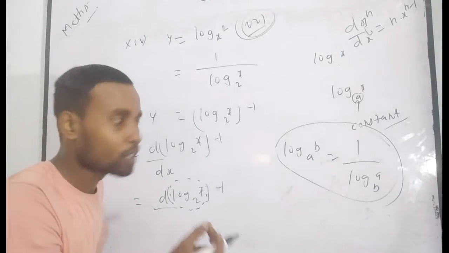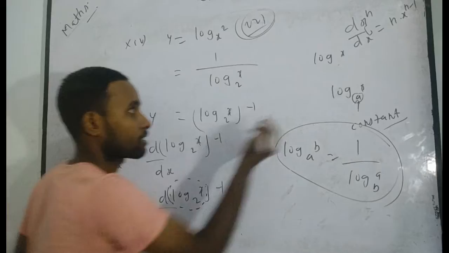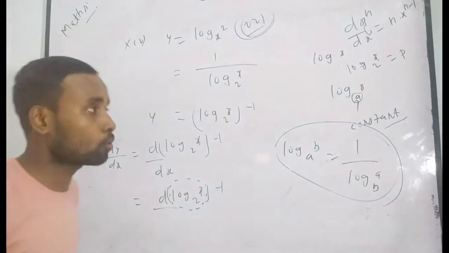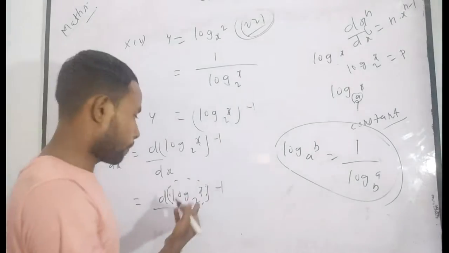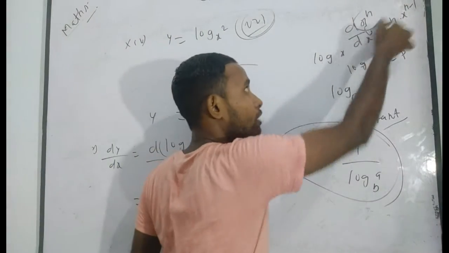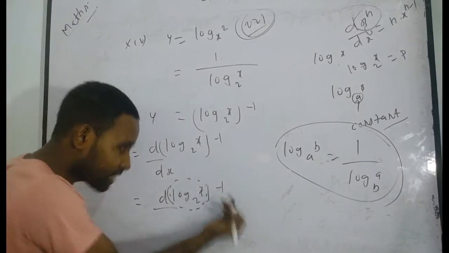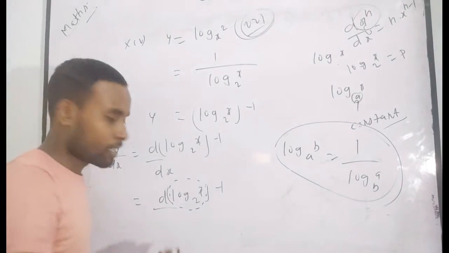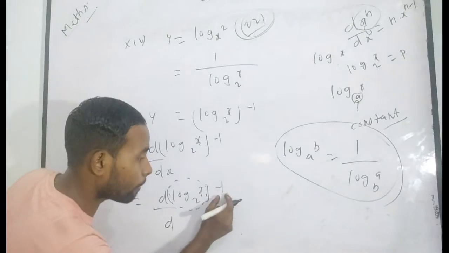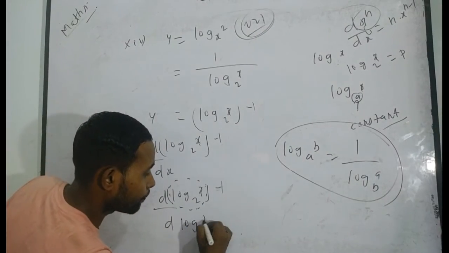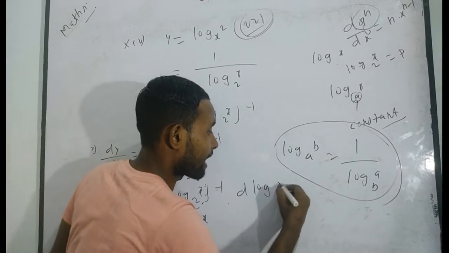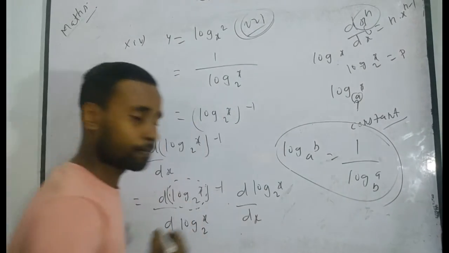Suppose this is p. Suppose for a second log x to the base 2 is equal to p. In that case, it becomes p to the power minus 1. And as you know, p to the power minus 1 is of the form x to the power n. So you have to differentiate this function directly with respect to p first. So I can write the derivative of (log x to the base 2) to the power minus 1 with respect to log x to the base 2. Again, you have to write the derivative of log x to the base 2 with respect to x.